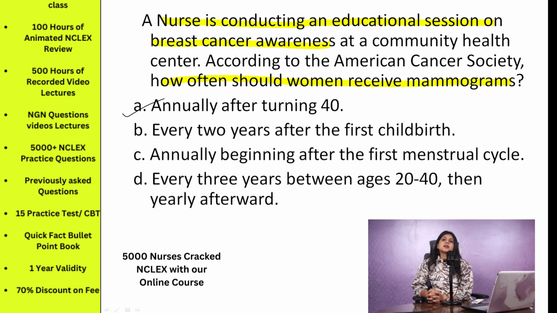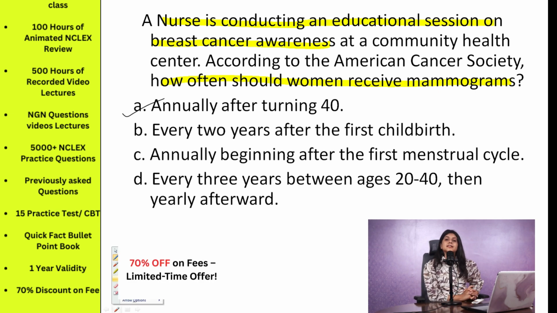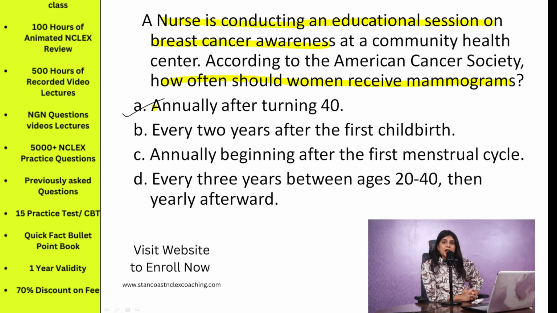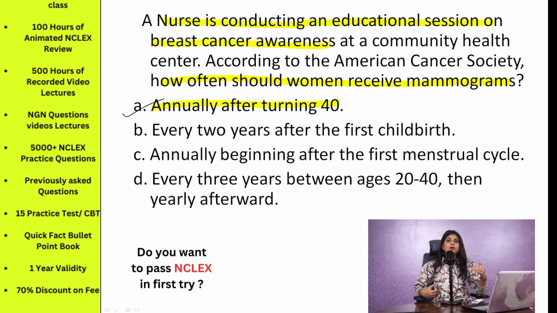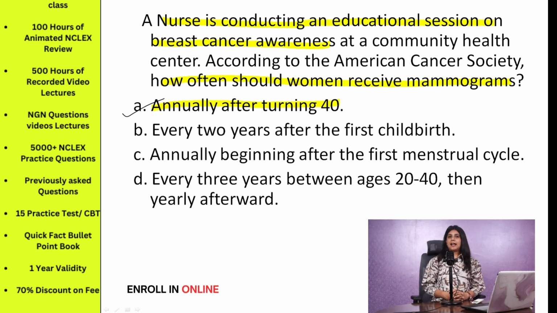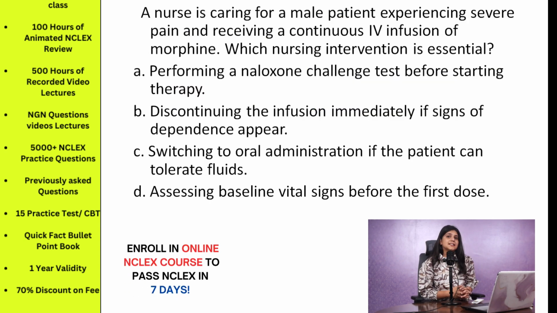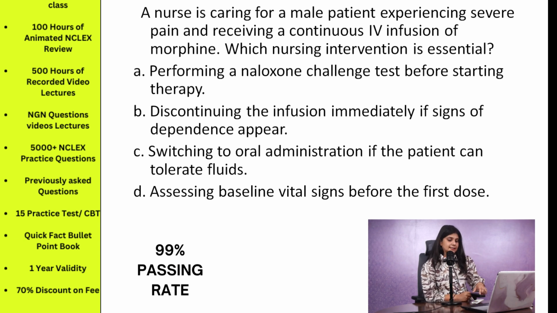Answer A. Rationale. The American Cancer Society recommends that women begin receiving annual mammograms at age 40. Women aged 20 to 40 should have a clinical breast exam every 3 years, not a mammogram. Getting a mammogram only after childbirth is not a recommended guideline. Let's move on to the next scenario and see what it tests.